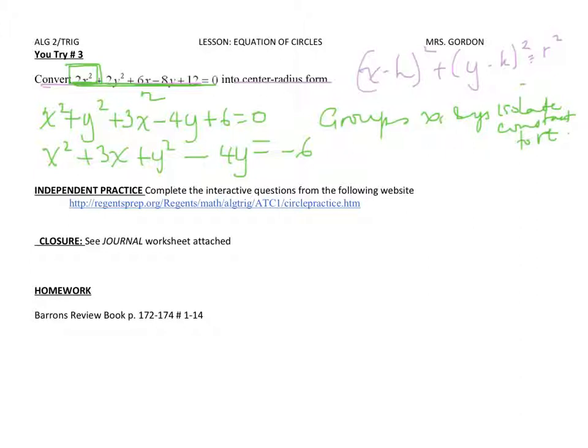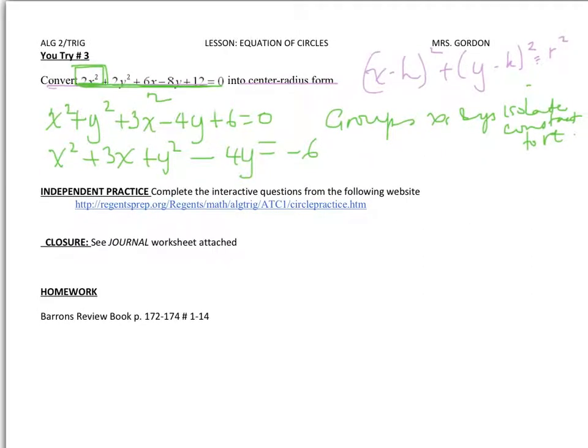Alright, so I hope you guys realize what we did. So what we did was we wrote it out and divided by 2, because all of the terms were even, the coefficients were even. And we got this new equation right here. Then we group x's and y's, isolate the constant, and then we end up with this situation here.